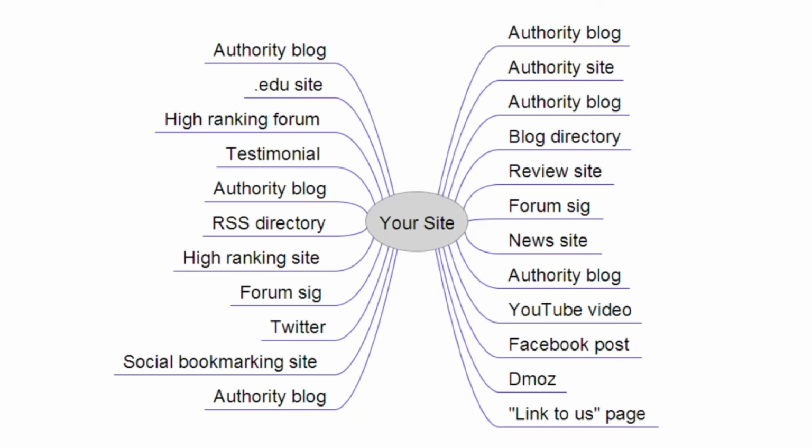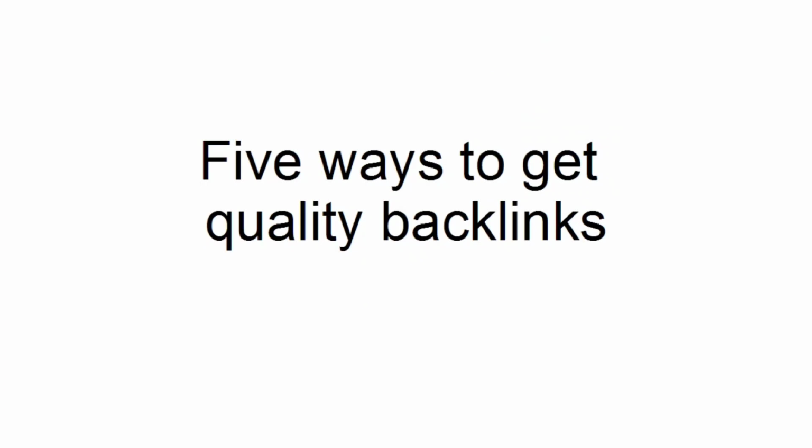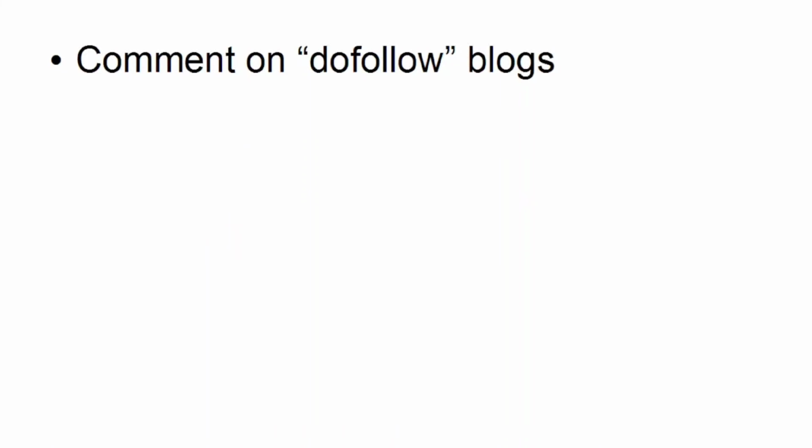But as I was saying just now, do bear in mind that they do need to be quality links, and you do need to have a variation of links, because if more people from different types of sites are linking to your site, then it's going to make your site appear to be more popular and therefore get pushed to the top of the search engine ranking. Here are 5 ways to get quality backlinks. The first way is to comment on do follow blogs.